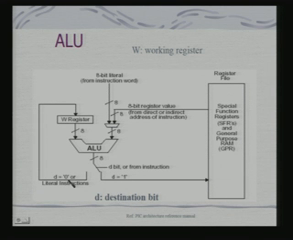When the destination bit is 0, the result is stored in the W register, so that it can be used in the next instruction without being fetched from the register bank. If it is 1, it is stored in the register file.